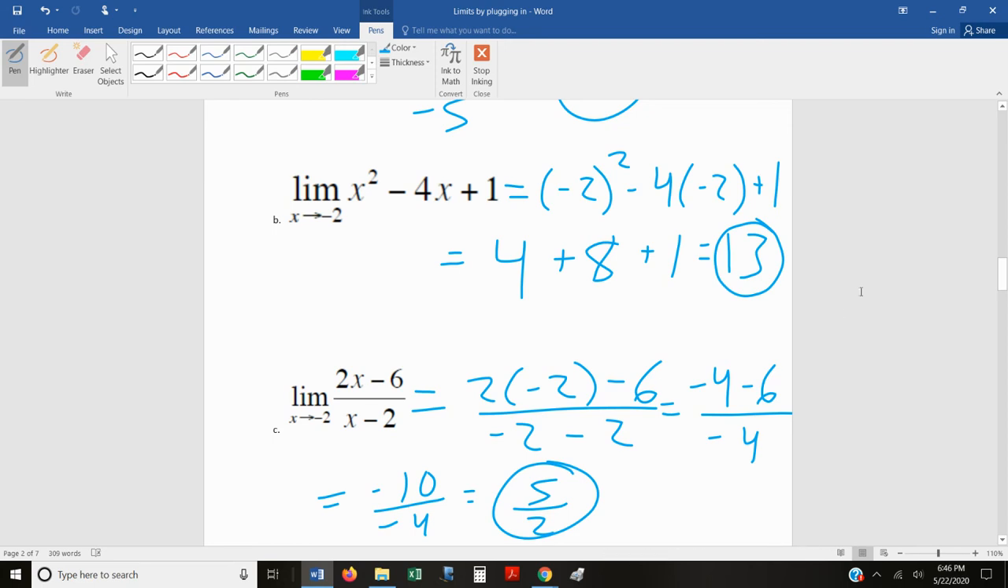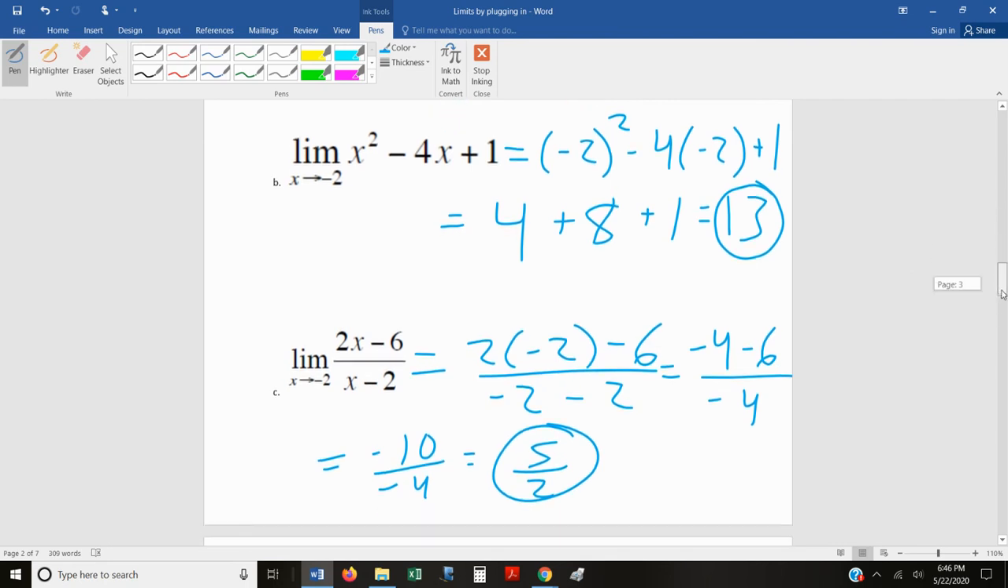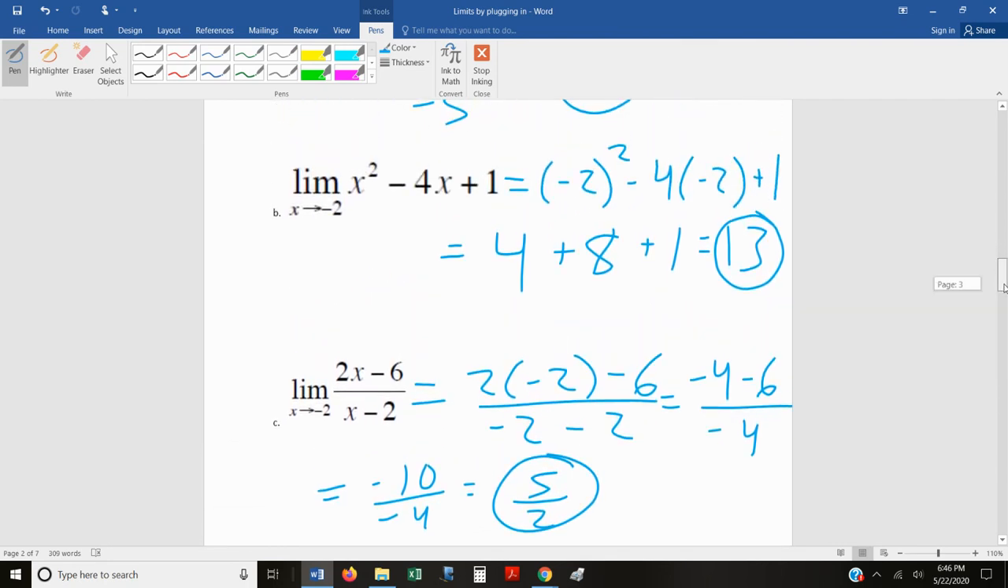Okay, so that is limits by plugging in. Hopefully it's pretty straightforward and that should help you with the worksheet with the same title. Great job.